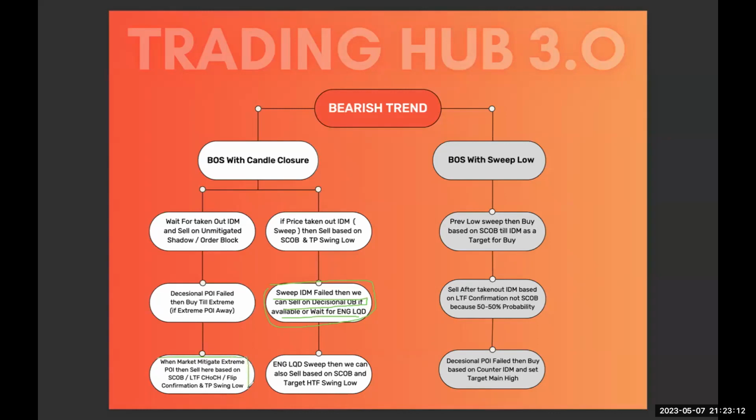The next possible scenario is here, when market mitigates extreme PUI and then sell here based on chalk and flip. Exactly. Only last PUI is here on extreme. Extreme is always high probability because that point is the only one where market can give you momentum to the downside as per your plan, because those are the last point, the extreme point before continuation. If those points fail, that means structure will be different, like changing bearish to bullish or bullish to bearish, right? That's why extreme is high probability compared to the decisional.